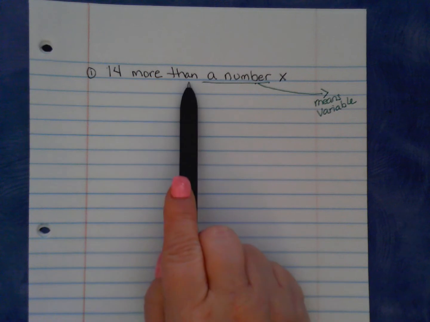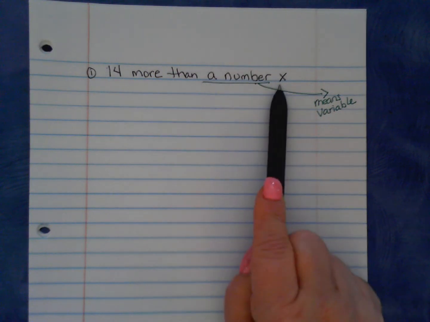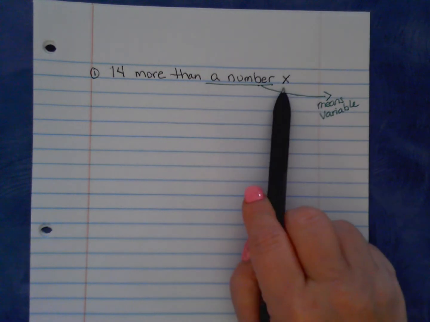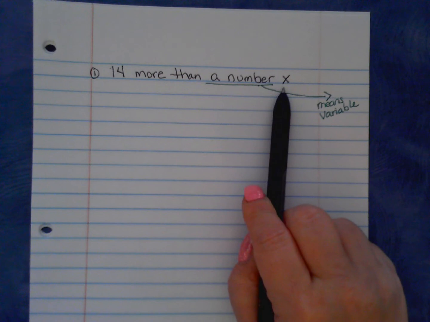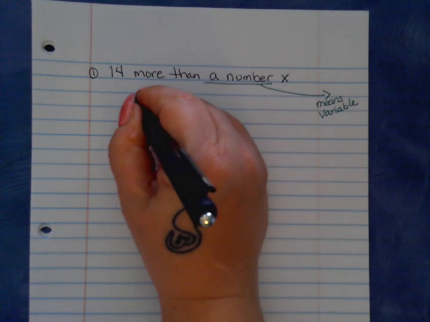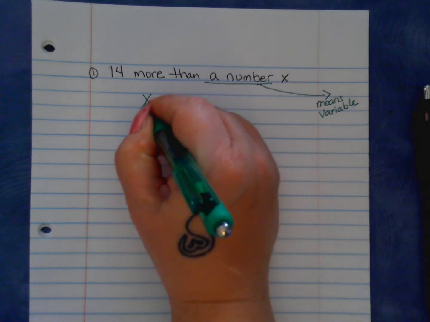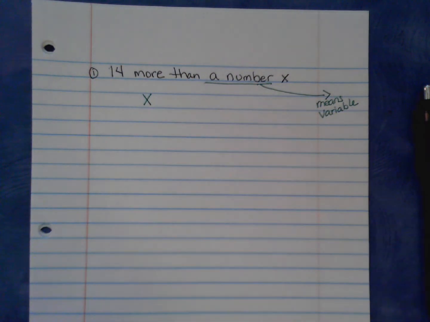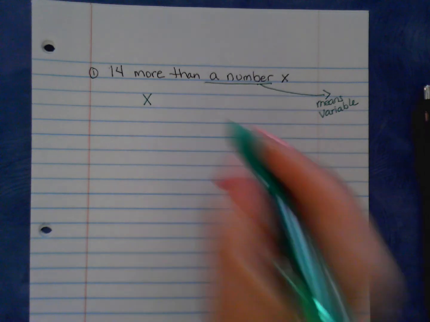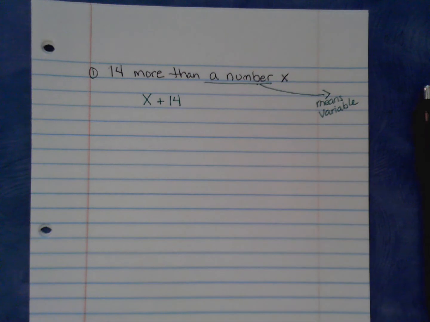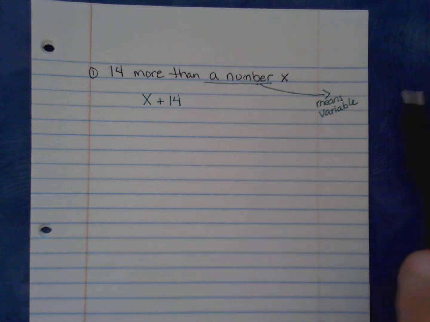14 more than X. Well, the first thing I know is I'm starting with my X because this is the number that's going to have something added to it. So the first thing I'm going to do is write the number X. And then how would you write 14 more? If I started with X and I had 14 more, hopefully you're thinking, add 14. Okay, next one.